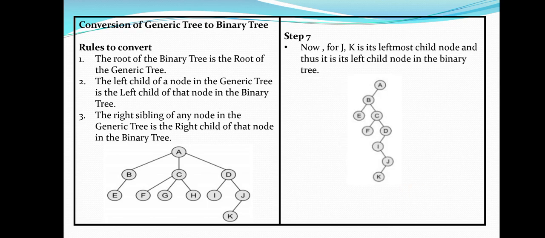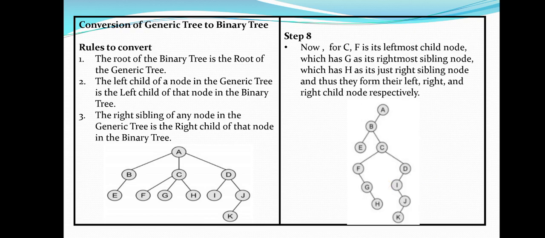So now the remaining nodes we have to see. If you consider E, there is no left child, and there is no sibling, right? So that is not a problem. If you consider F, it doesn't have any children, so there is no left child, but it has G, right? G as right sibling. So we have to put G as the right child of node F in the binary tree. So F's right child is G. If you see the generic tree, G's right sibling is H. So the right child of G is H in the binary tree.